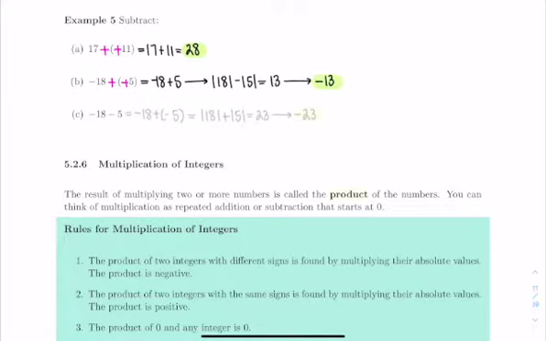And negative 18 minus 5, we can always rewrite this as negative 18 plus negative 5. Well, both of these are negative, so we just need to add them together. The absolute value of 18 plus the absolute value of 5 gives me 23. And since they're both negative, we end up with negative 23.